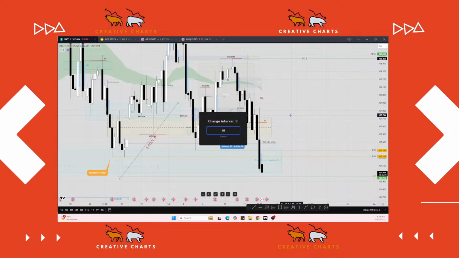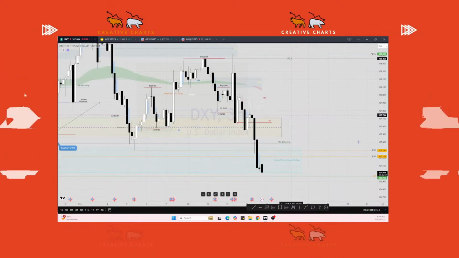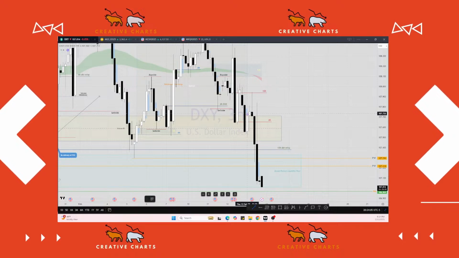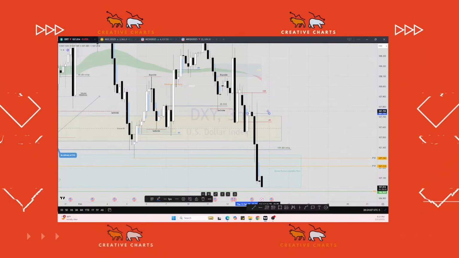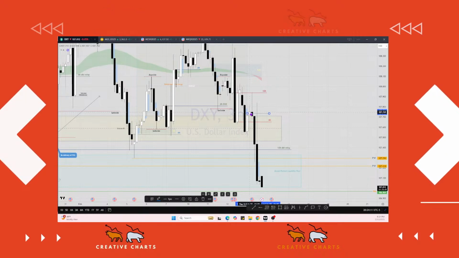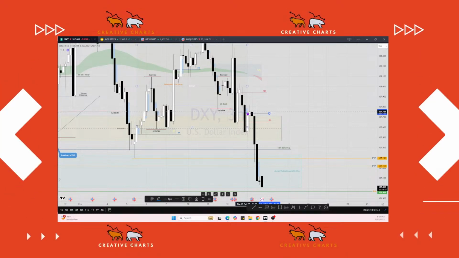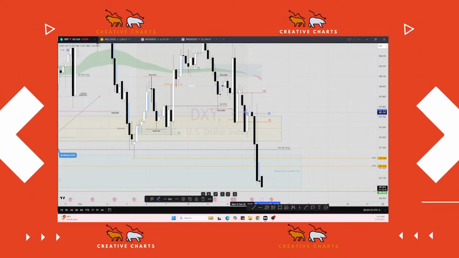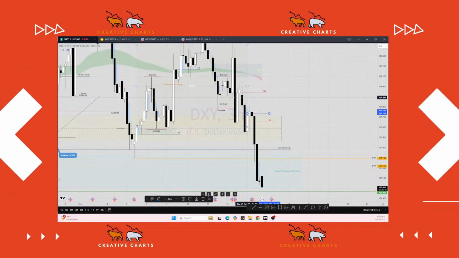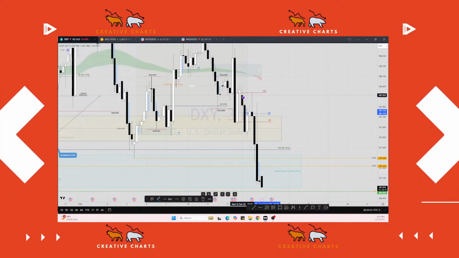we jump to the 3 hour. See price delivered this 3 hour fair value gap, so the wicks can do the damage, but we're always worried about the candle closes. So the candle closes are below or right at the 50% of the consequential encroachment of this fair value gap.